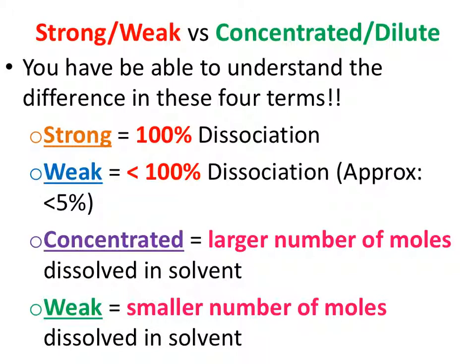Next picture. These are the terms that we have to really focus on. What is the difference between strong and weak, and concentrated versus dilute? Every time I say, what do you think of when you think of an acid?